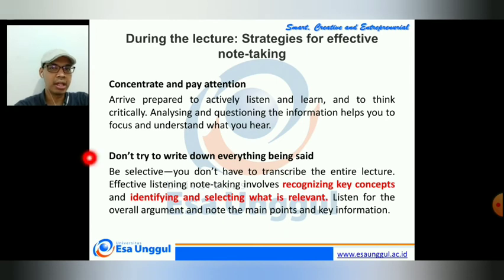During the lecture, you should concentrate and pay attention. Don't try to write down everything being said. Don't try to write down every single word that the lecturer has spoken. So this is the key point. You need to recognize the key concepts only, and try your best to identify and select what is relevant on your side.